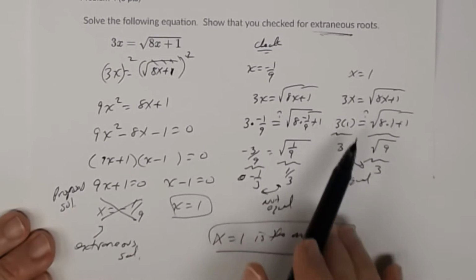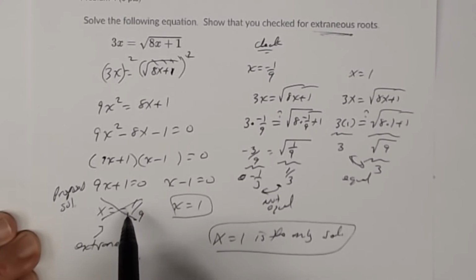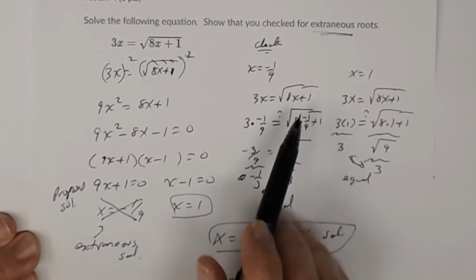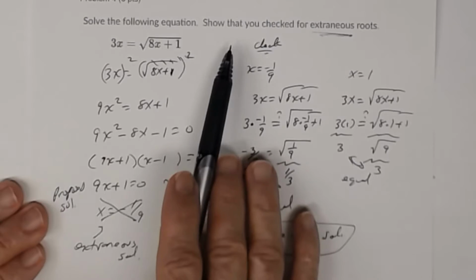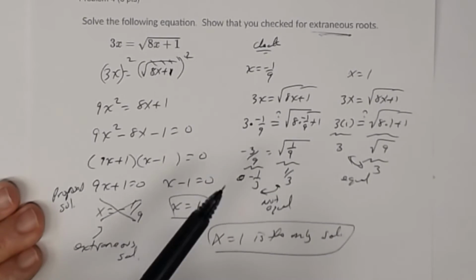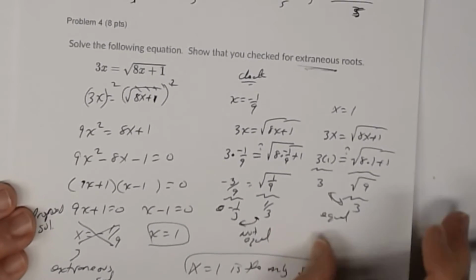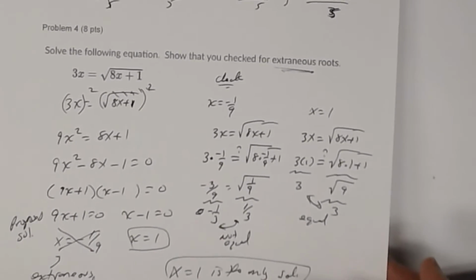All right, so this is what you have to show, though. You had to show why this did not work, why this was extraneous. That's why I gave you a hint: show that you checked for extraneous roots, or extraneous solutions. All right, so that's number 4.